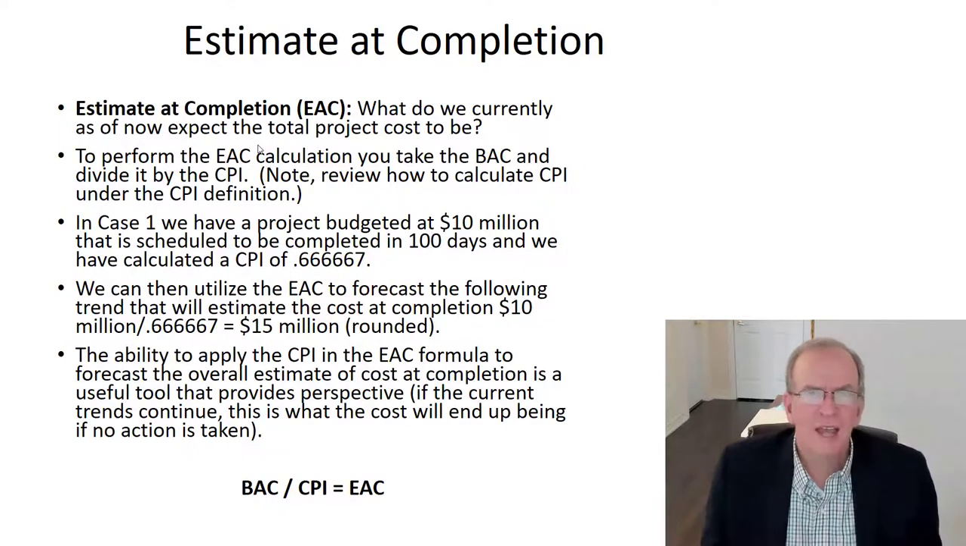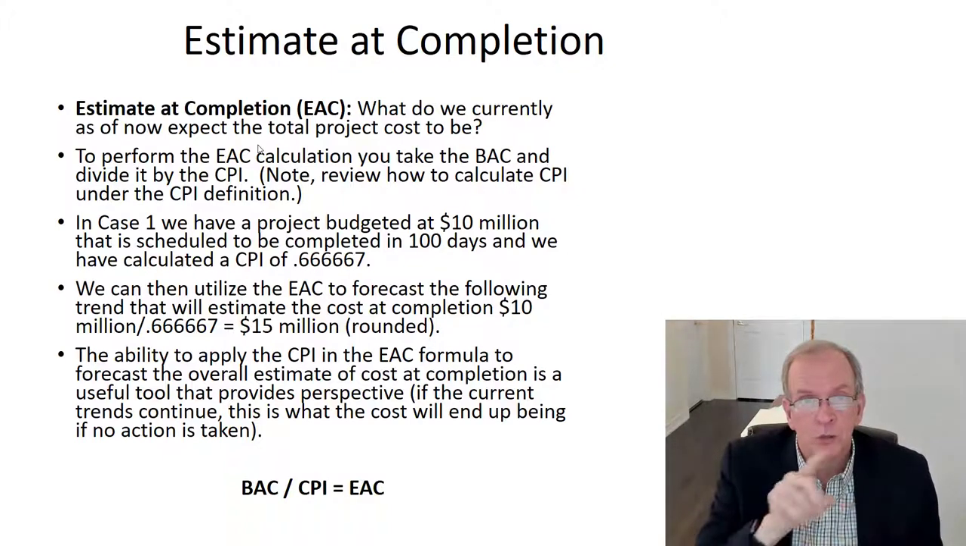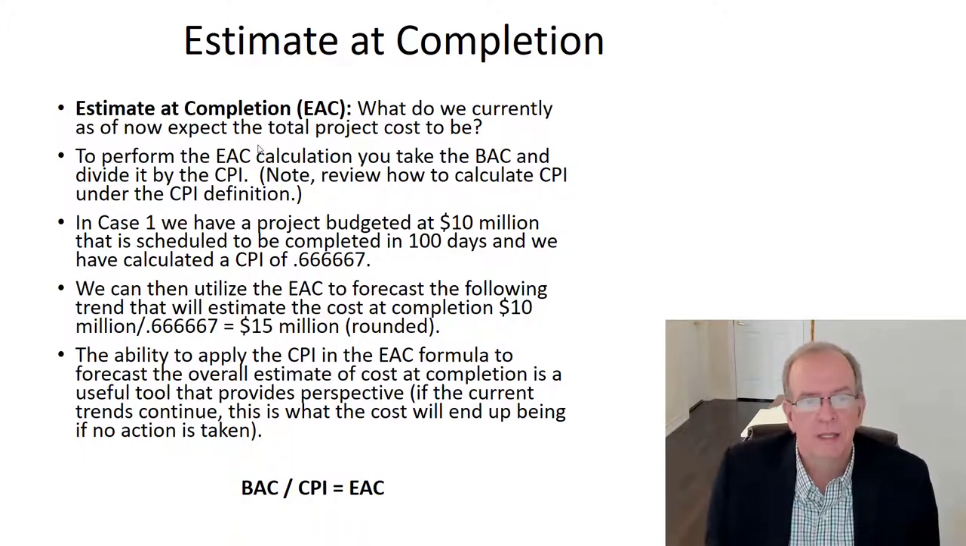But I will qualify that. It does depend on the type of work that's coming up, but don't minimize the George Santayana effect in project management. You definitely want to understand what's going on. So this gives you a pretty good reality check. We can utilize the EAC to forecast the following trend that will estimate the cost at completion. So we take our 10 million, divide it by 0.6667, however many decimal points you want. At a certain point, it won't make a big difference. $15 million.